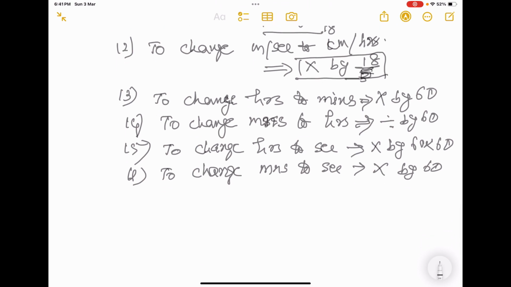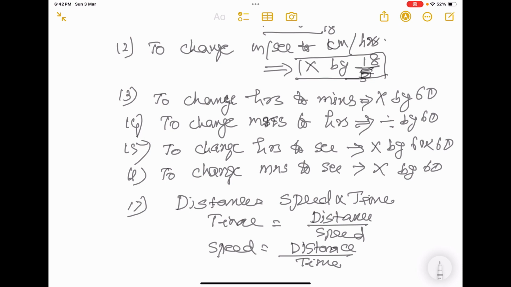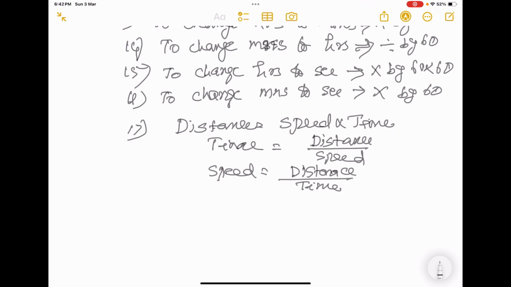Then what is the relation formula for distance, speed and time? Distance equal to speed into time. Time equal to distance by speed. Speed equal to distance by time. These are very important portions in this, and we want to use these in statement questions.